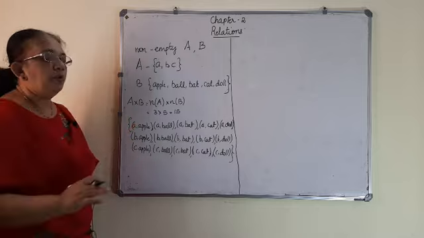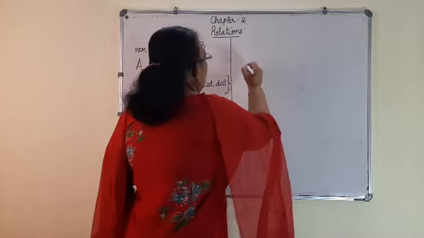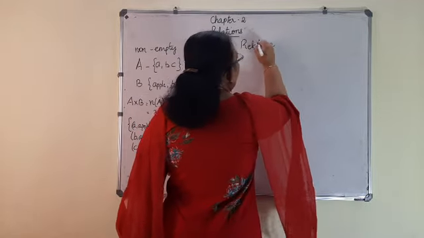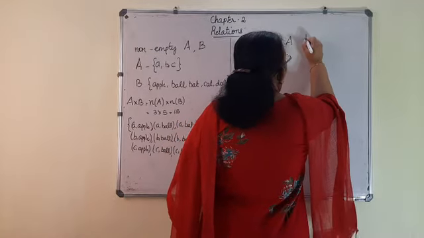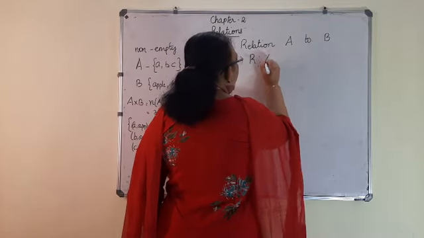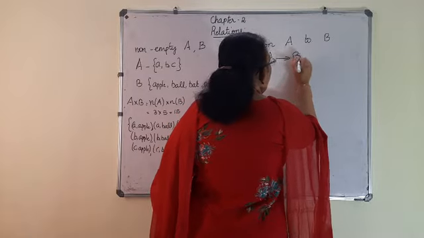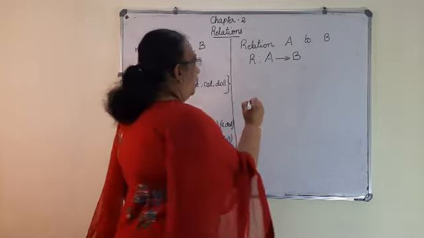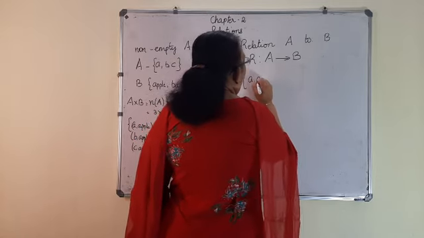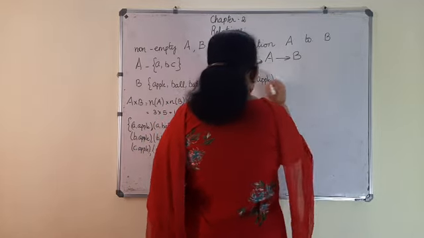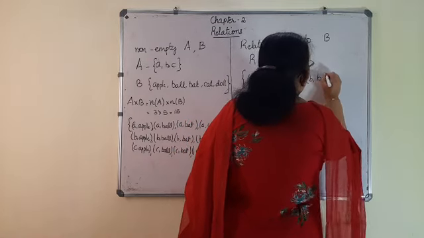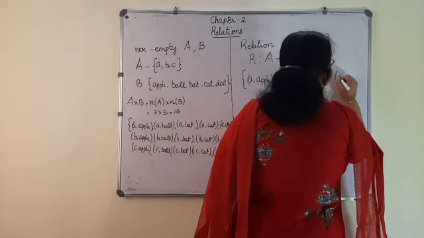Now based on this I am going to define a relation. R is a relation from the non-empty set A to the non-empty set B, and it will be denoted in the form R is a relation from A to B. Now I will define it as a apple, b ball, b bat, c cat.